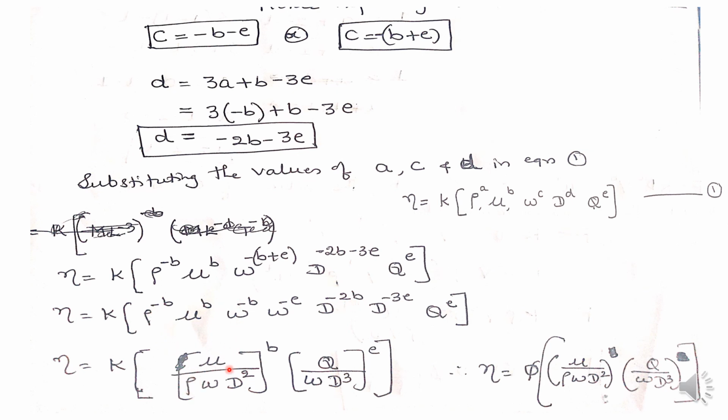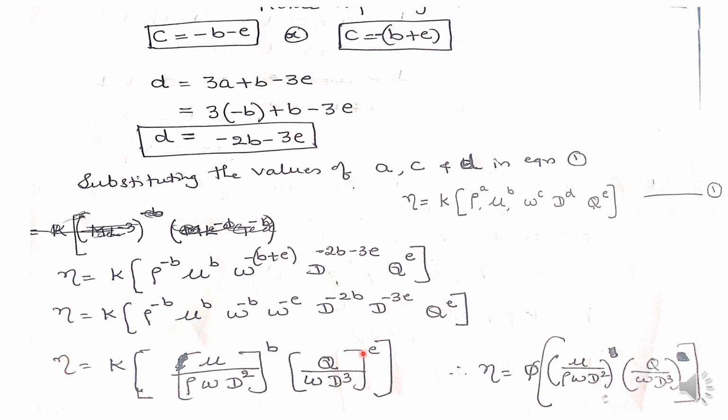Now next, discharge Q divided by omega, here Q to the power E. Q I have written in the numerator, omega in the denominator, and D to the power minus 3, with D cubed in the denominator, all to the power E as it is. I have separated both the powers, the B power and the E power, and written the equation in this form.